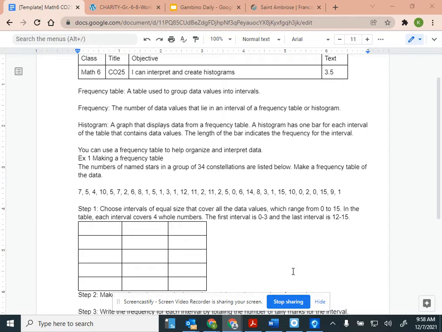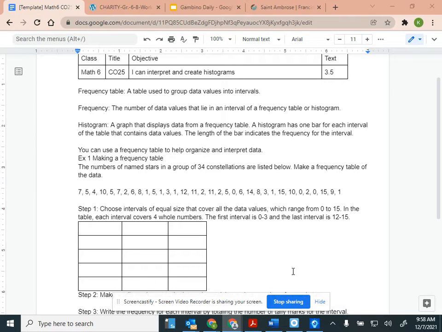So our key vocabulary for this objective is the frequency table. It's a table used to group data values into intervals. The frequency is the number of data values that lie in an interval of a frequency table or histogram. And the histogram, which is the graph that displays data from the frequency table. So first you have to create the table, then you can make the histogram.